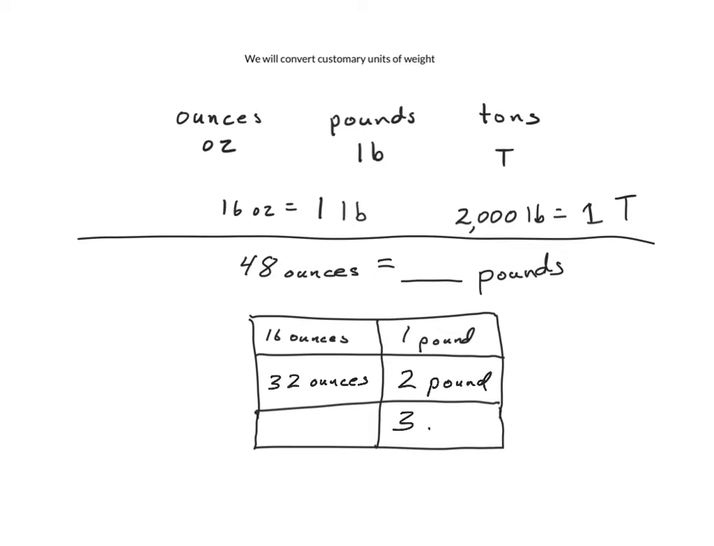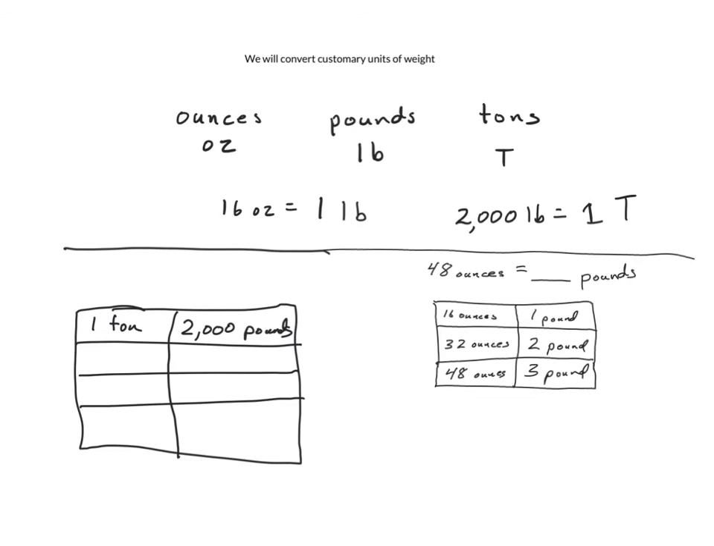And 3 pounds is going to be 16 more. 32 plus 16 is 48. So a chart could be really helpful in converting units of measurement.